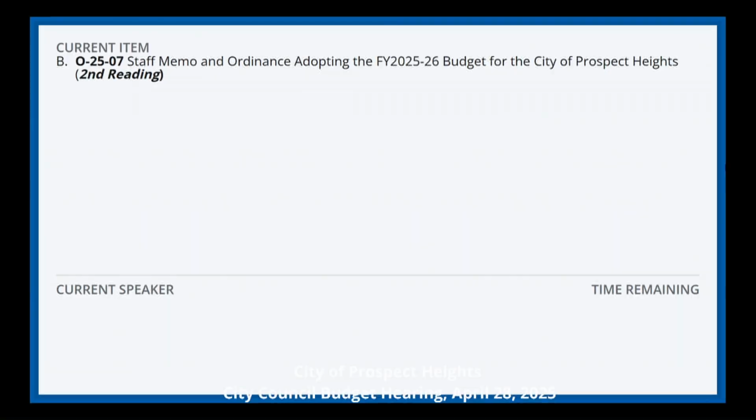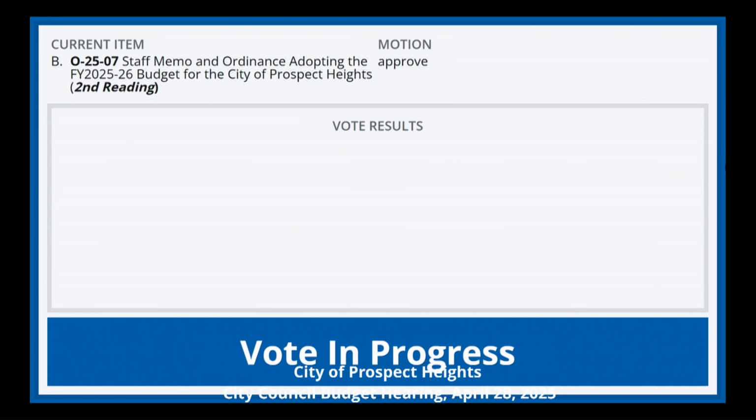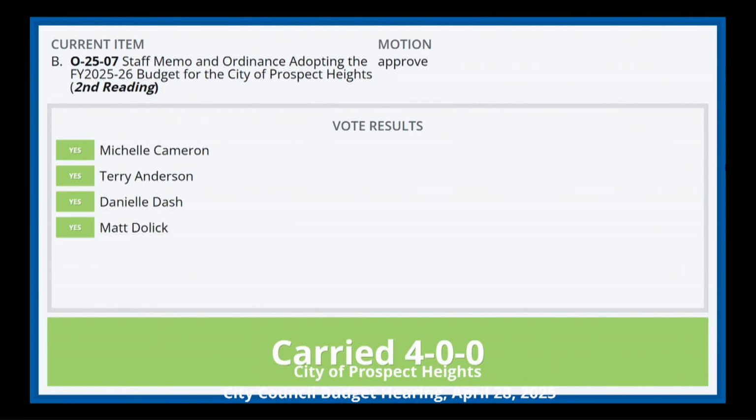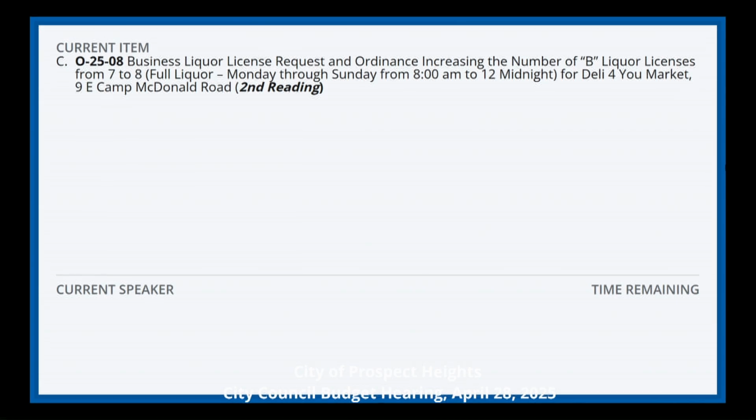Roll call, please. Alderman Cameron. Aye. Alderman Anderson. Aye. Alderman Dash. Aye. Alderman Dolick. Aye. Motion passes. Item C, ordinance 02508, business liquor license request, an ordinance increasing the number of B liquor licenses from 7 to 8, full liquor Monday through Sunday from 8 a.m. to 12 midnight for Deli for You Market at 9 East Camp McDonald Road. This is the second reading.